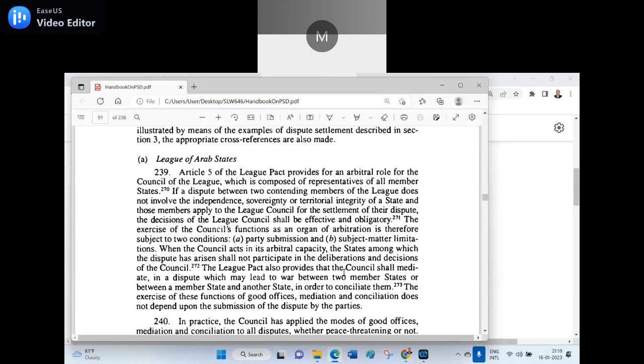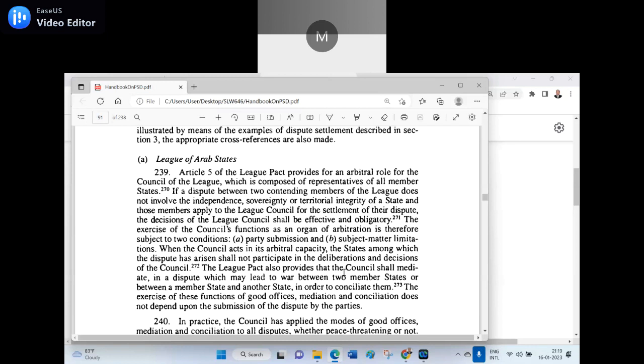Anyone? Who are the members of the League of Arab States? Can Tanzania be one of the members? Yes. Petroleum exporting countries, OPEC. Organization of the Petroleum Exporting Countries in that region. Of course, the Middle East comes, Saudi Arabia comes, and the UAE comes in that region.